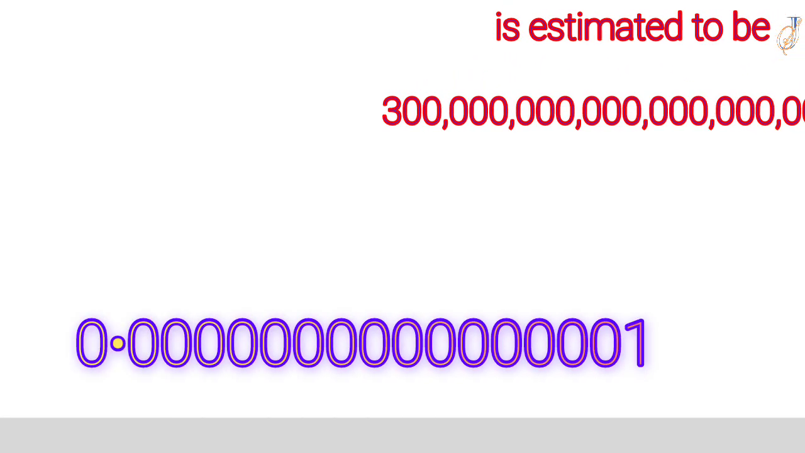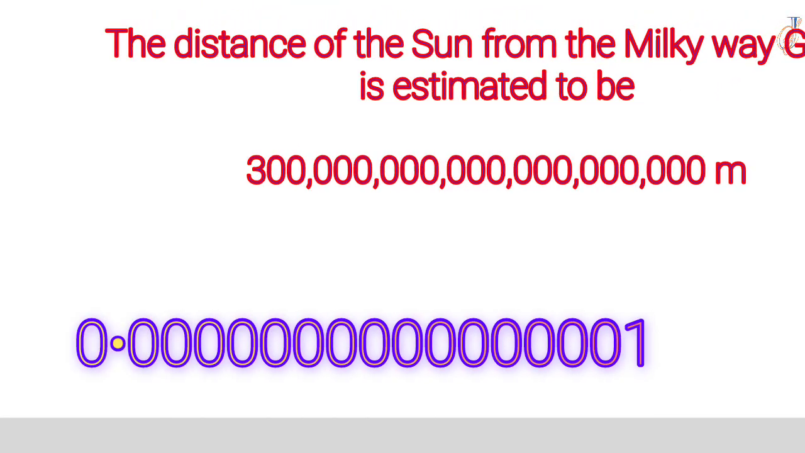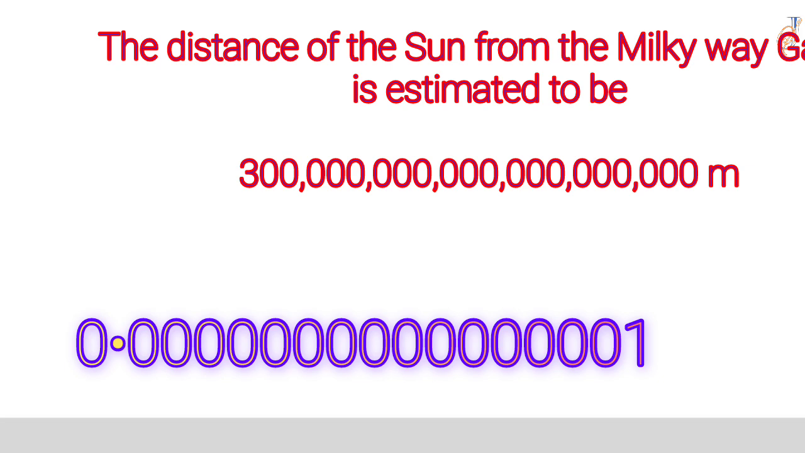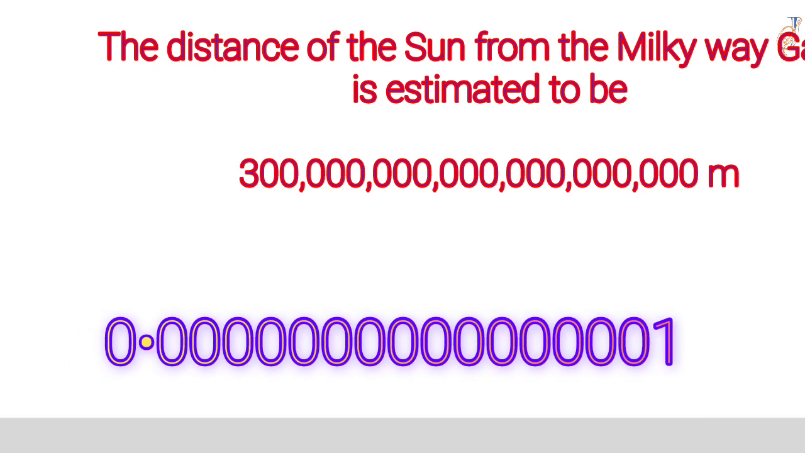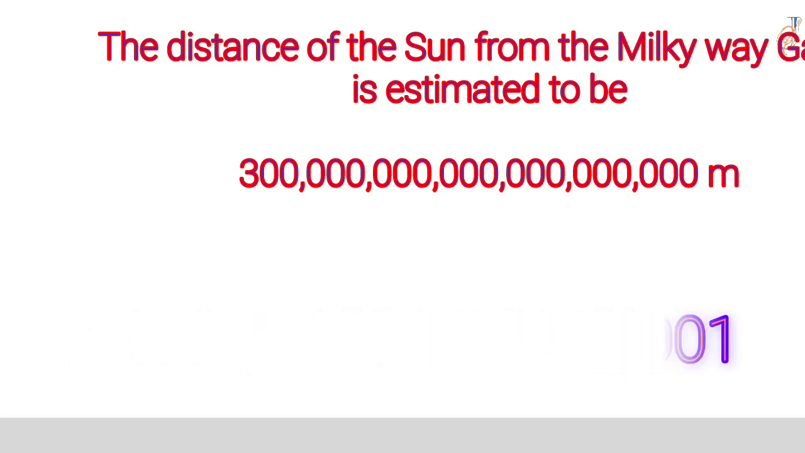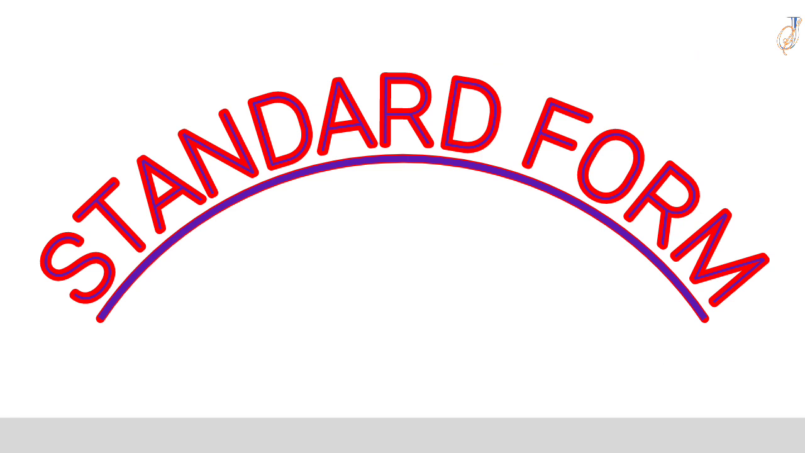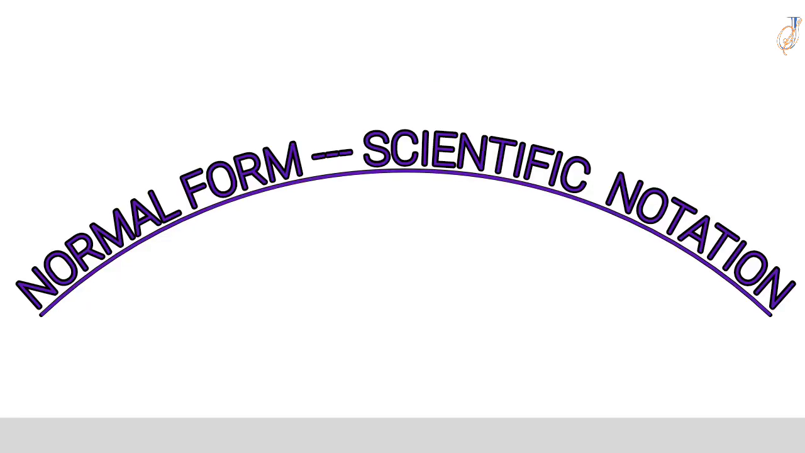Numbers that are extremely large or small can be very difficult to work with unless they are rewritten so that they are easier to both write and use. This is where the standard form of a number comes into play. It is also called normal form. The normal form of a number is the number rewritten in scientific notation.